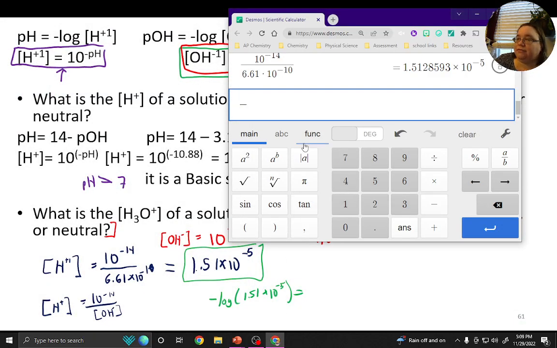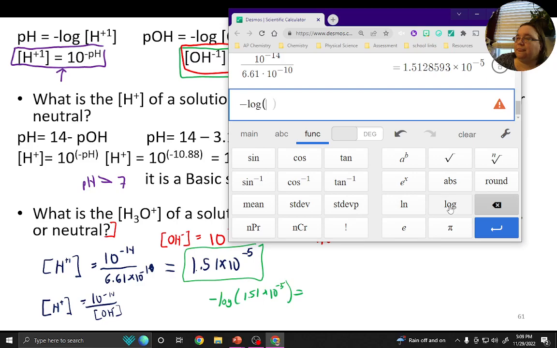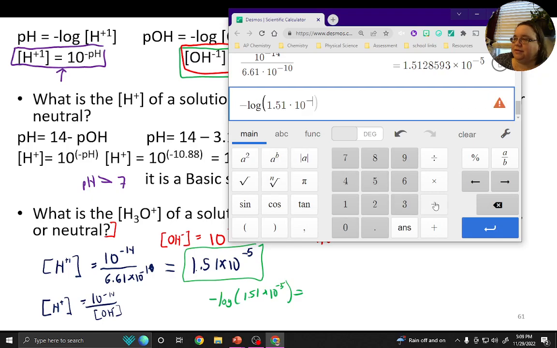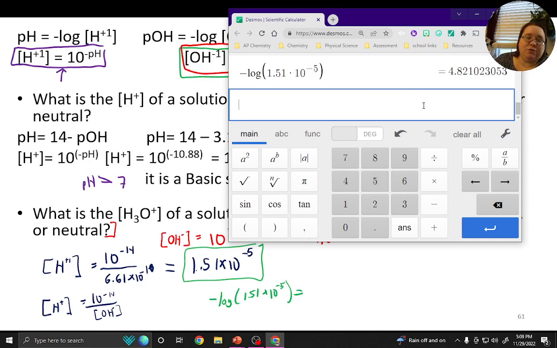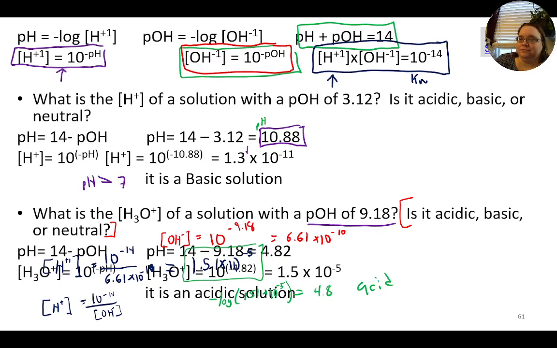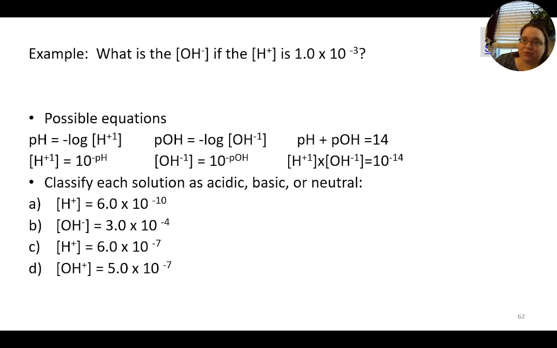So negative log of 1.51 times 10, AB button, negative 5. So what's my pH? My pH is 4.8. With a pH of 4.8, this thing is an acid. So it's acidic. And no, I did not use that same method when I originally made the PowerPoint.